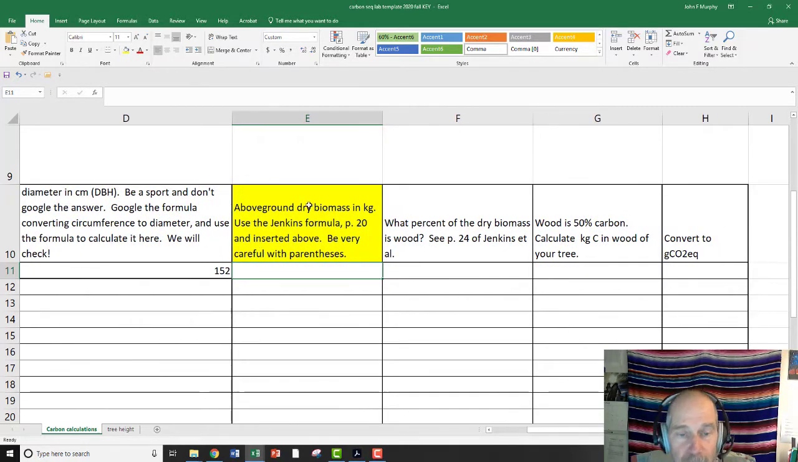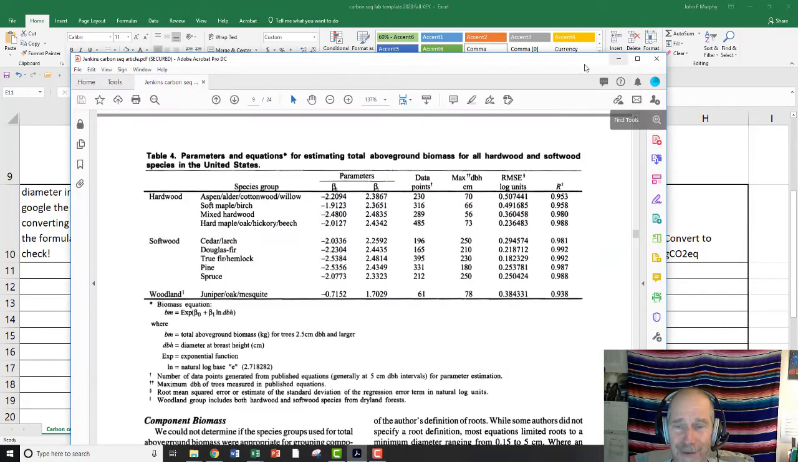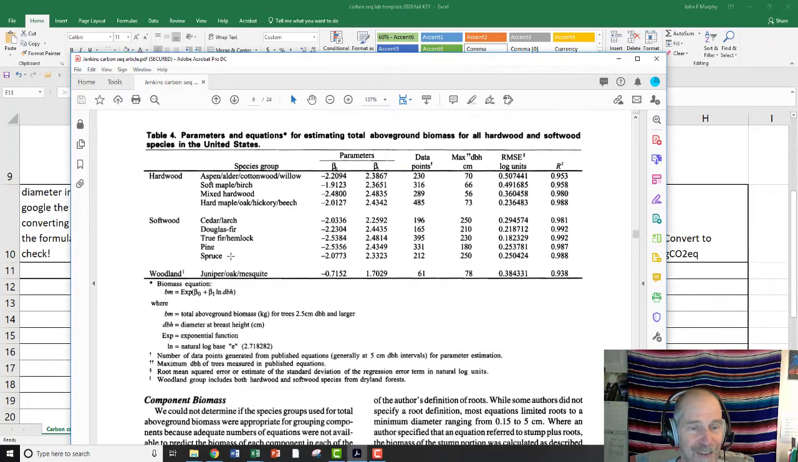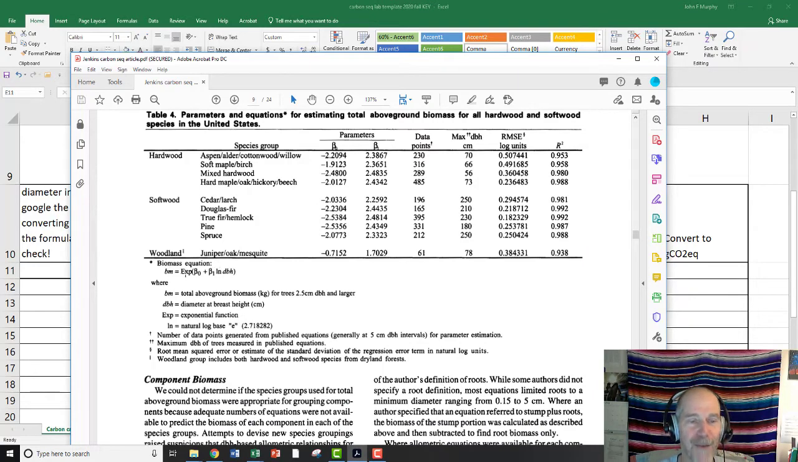And now we get to the most wonderful part of this, which is the Jenkins equation. We want to get the above ground dry biomass in kilograms of a tree that's this big around. It's a redwood tree. How do we do that? Look what Jenkins has done for us. People are so wonderful. They gave this tiny little font down here, the biomass equation. Biomass, dry above ground biomass in kilograms, equals EXP of B0 plus B1 times ln DBH. We got B0, we got B1, and now we've got DBH. We just need to put this equation in. What's EXP? You used it back in exponential growth.